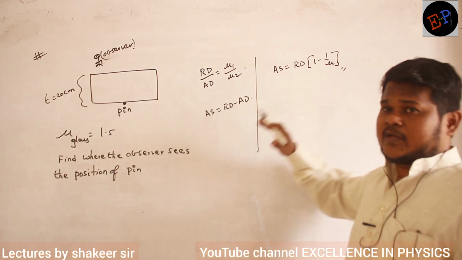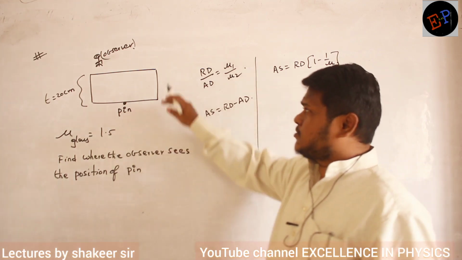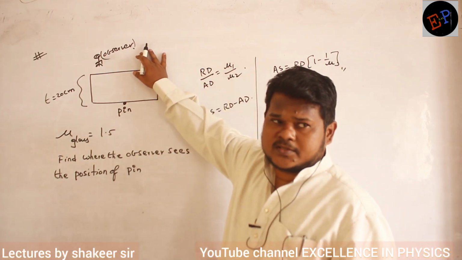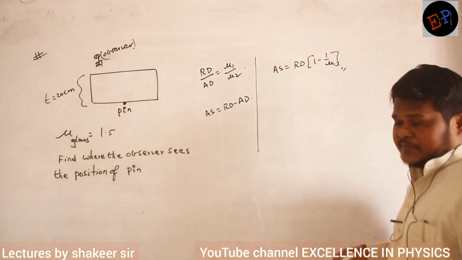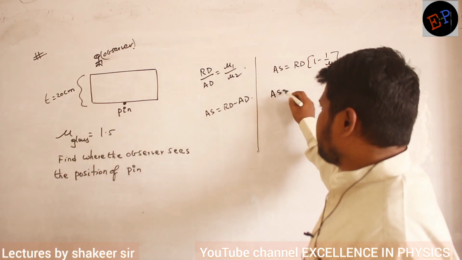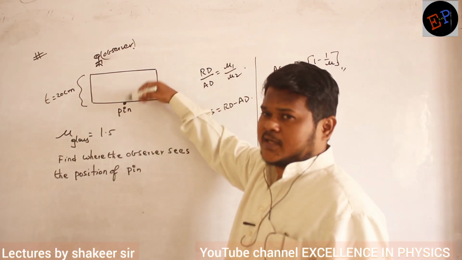This is the relation when air is the second medium. Here air is only the second medium. Are you able to understand? So definitely I can use this relation. Therefore, apparent shift is equal to real depth, which is nothing but the thickness of the glass slab.